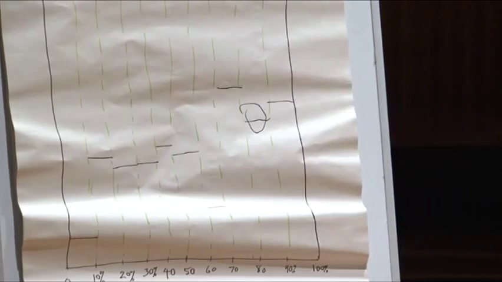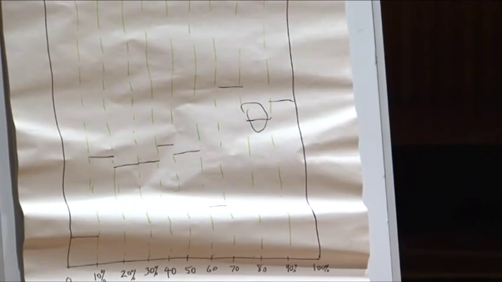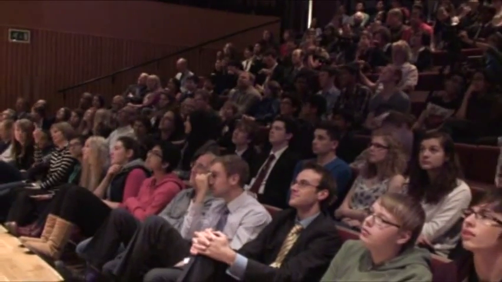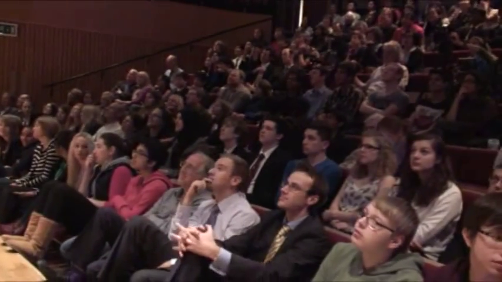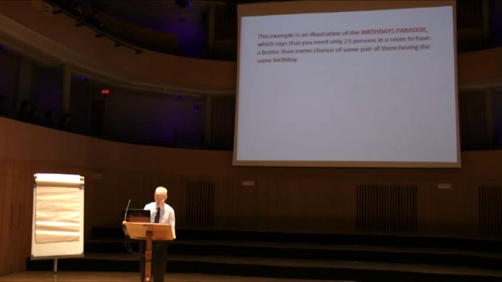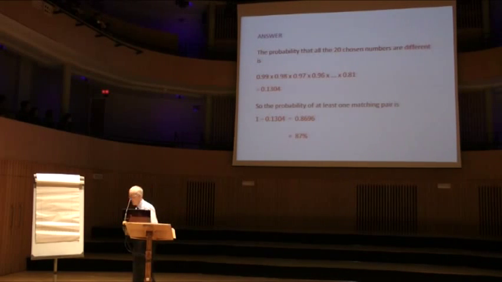So I think anyone who chose this interval should give themselves a round of applause. And this is an example of the birthday paradox, which says that you need only 23 persons in a room to have a better than evens chance of some pair having the same birthday. But we should perhaps go back to our 13% probability and see what's happened here.